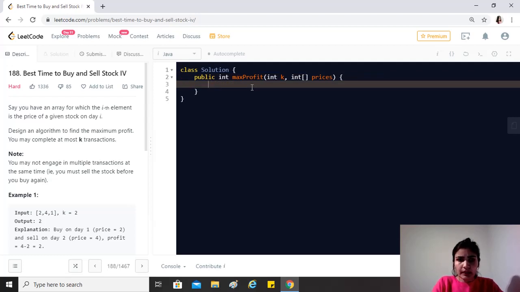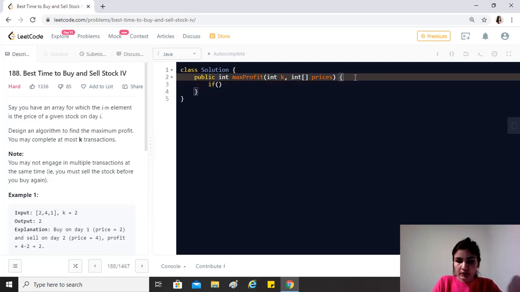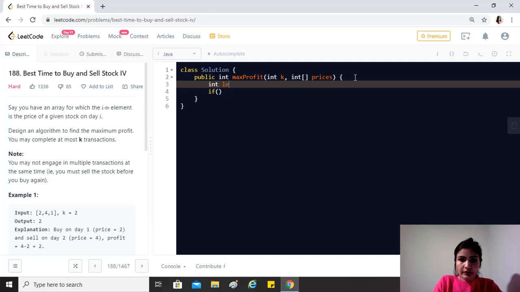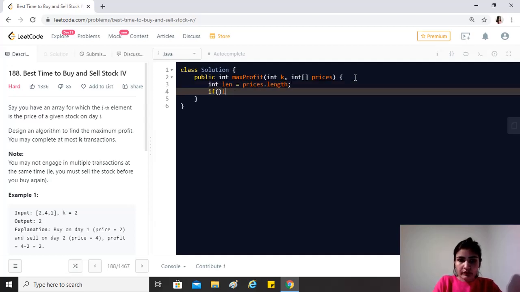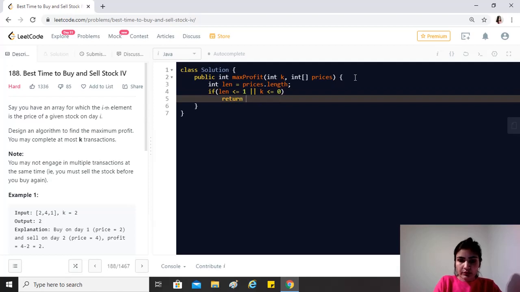So let's look at the base conditions. So first we need the length. So length equals prices dot length. Now if length is less than or equal to 1, or if we have said that we can make less than 1, or less than or equal to 0 transactions, in that case, we just return 0 because we cannot do anything here, right?